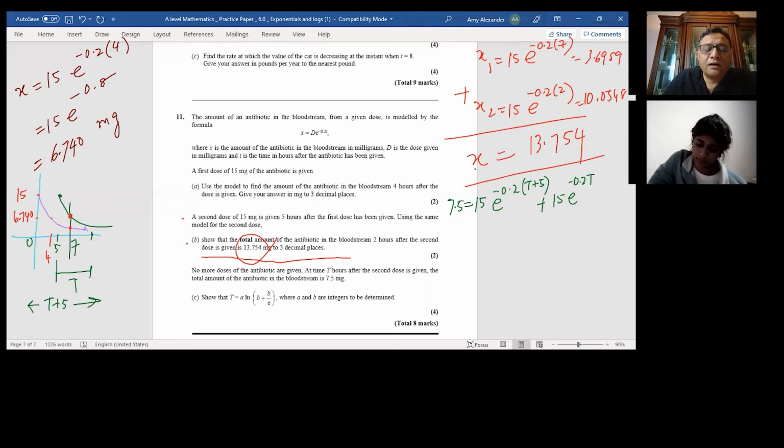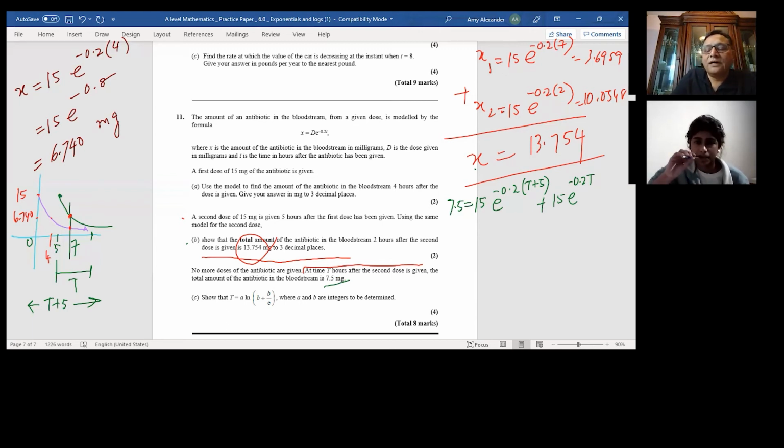So Amy, in part B, it is given to us that 7.5 milligram remains. So 7.5 is equal to, so in the first case, initial dose, it is there for T plus 5 hours and the other one is for T hours. So we get this statement. Is this statement clear? Wait, so where did the 5 come again? Because the second dose is given after 5 hours, right? And T hours after the second dose. So for the first dose, that would be T plus 5, and for the second dose, it would just be T. Therefore, we have T plus 5, right?